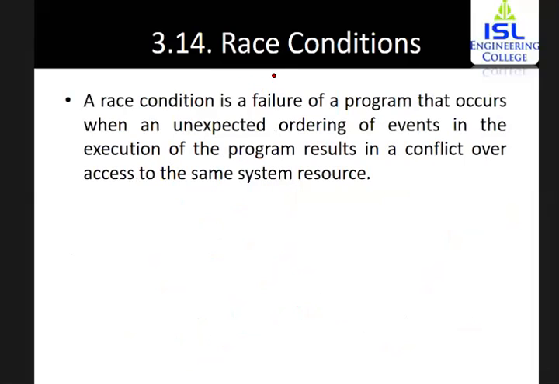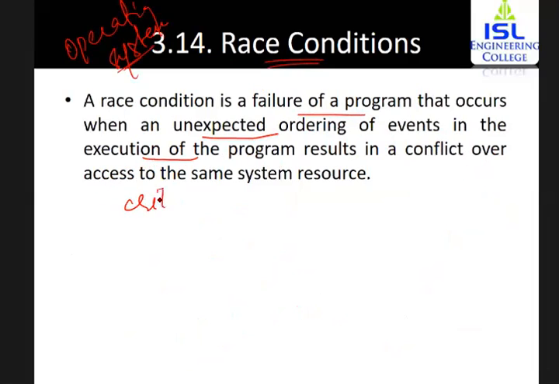The next one is race condition. This race condition we have studied within operating systems. When does this race condition arise? This race condition arises when a failure of a program occurs because of an unexpected ordering of events in the execution of the program. This is going to happen basically in critical section problems. What are the critical section problems? The critical section is your shared memory.